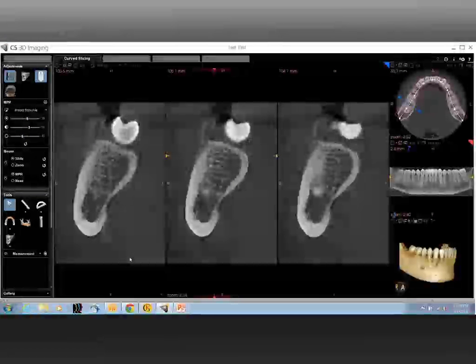So are there other relevant structures that have to be evaluated at this time for endodontic purposes?